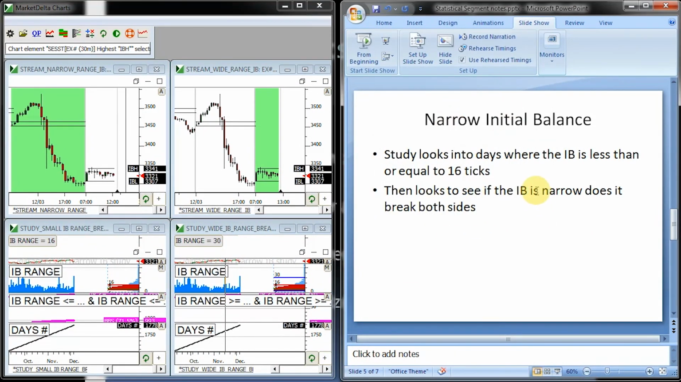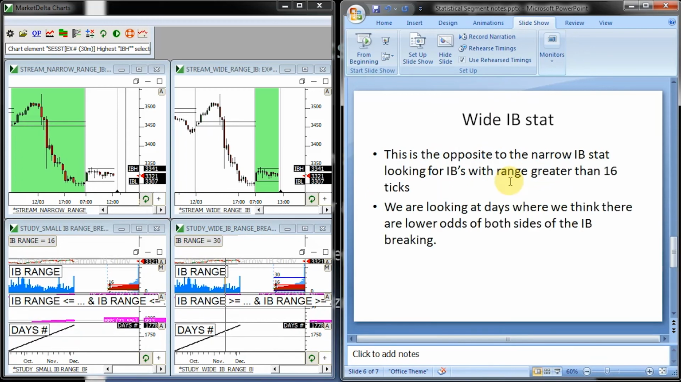So we went through the narrow initial balance, we went through the wide initial balance, and that's my presentation finished. But a couple of things I'd like to go over before I go. I'd like to have this be an interactive stream, so your input is crucial to make it interactive. Otherwise it's just going to be me talking to a computer screen, and we can all learn together and input our ideas.